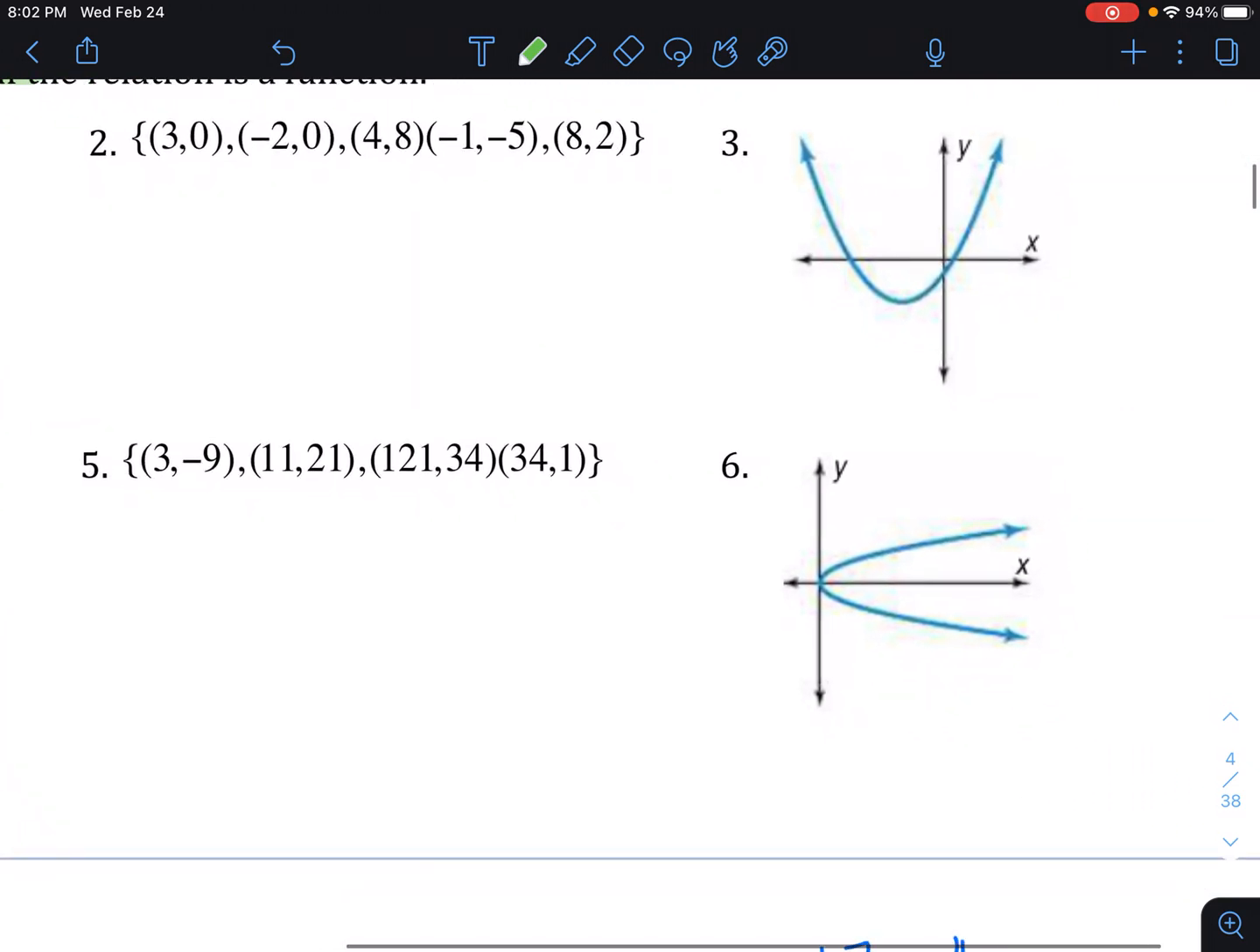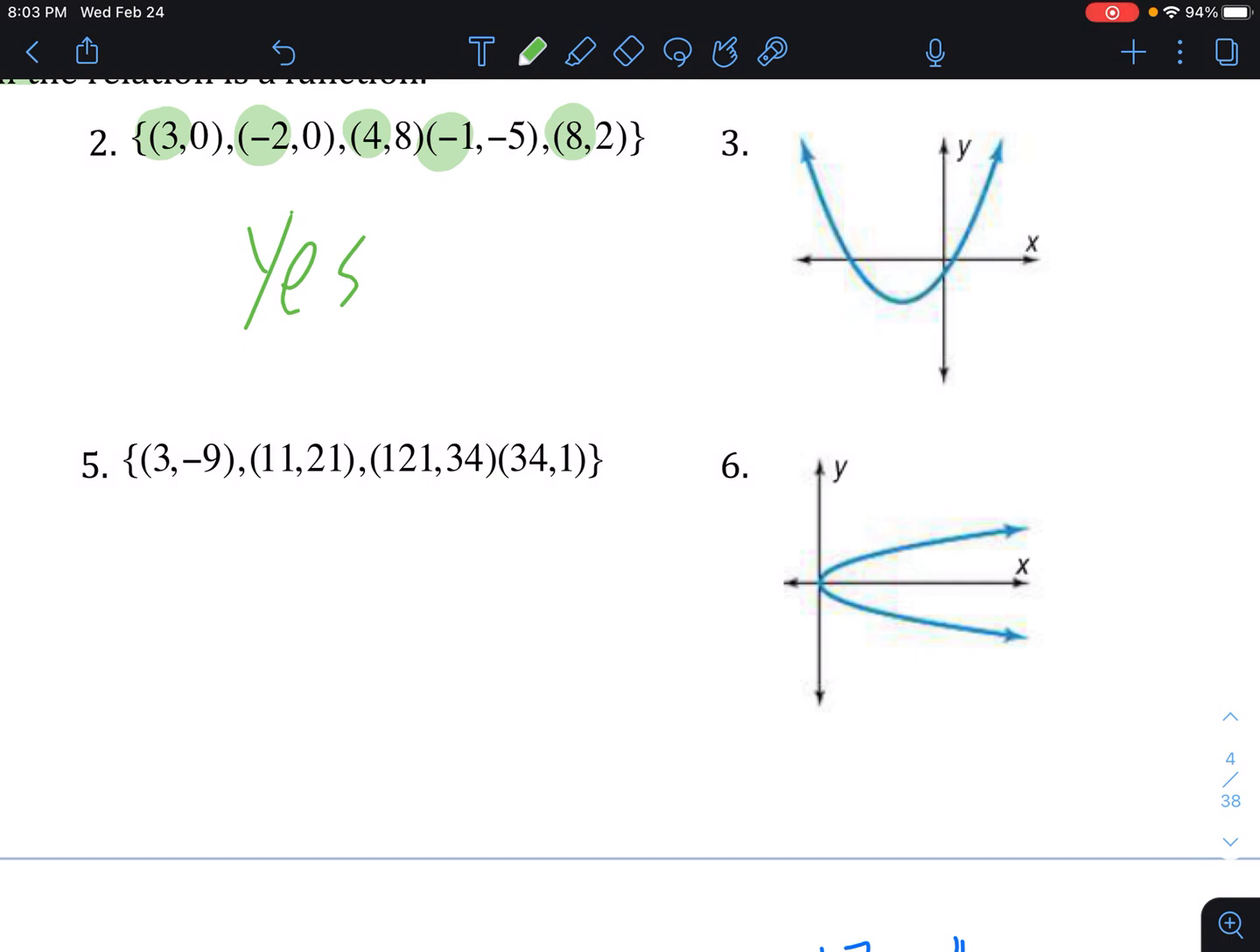Okay, let's try a set of ordered pairs to determine if it's yes or no, a function. So here I look at the x values. I got a 3 and no other 3, so far so good. I'm looking for, by the way, any x values that repeat. -2, does that repeat? No. 4, does that repeat? No. -1, does that repeat? No. 8, does that repeat? No. None of my x values that I highlighted here repeat. That means this is going to be a function. We're looking for repeating numbers to see if they have two different outputs.